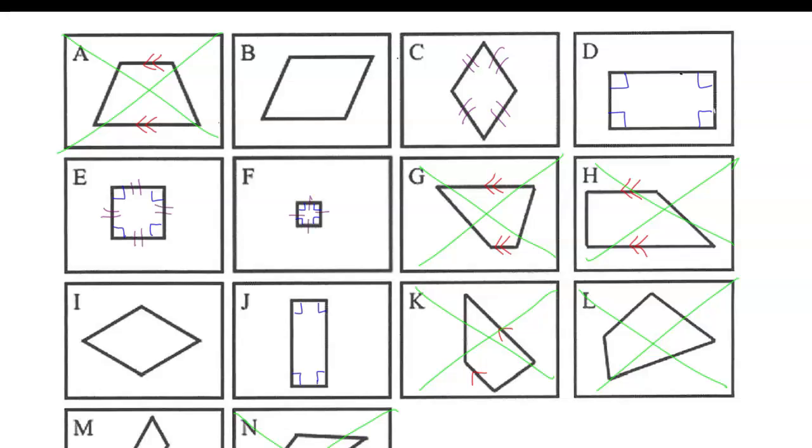Card F, and there's one more. Do you see the last one? Card I. So these four are called a rhombus. And the reason they are called a rhombus is because they are a parallelogram with all sides congruent.